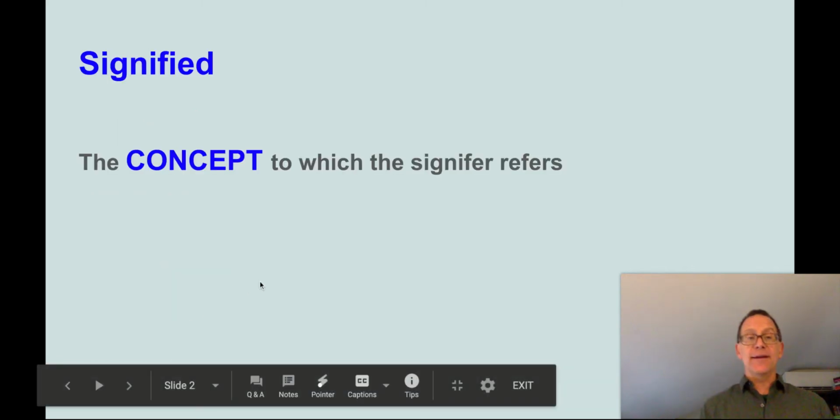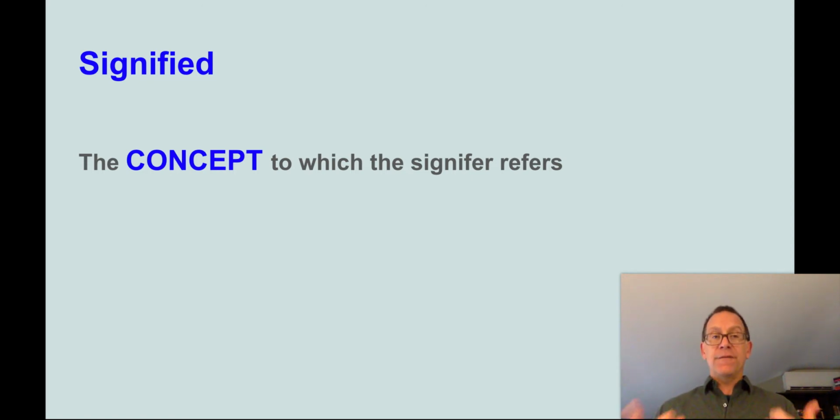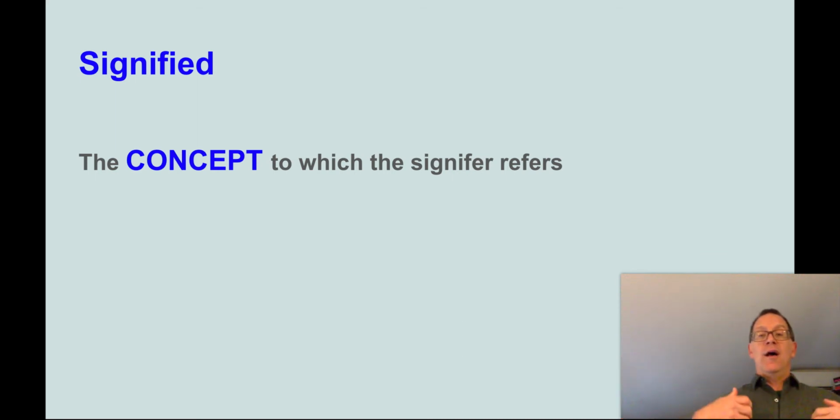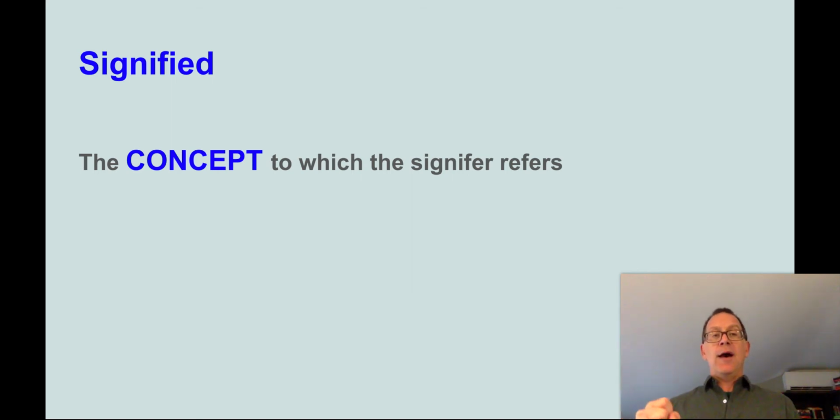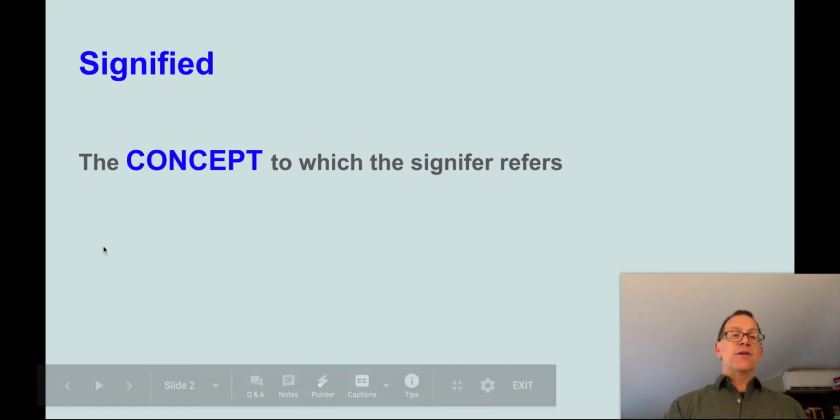What is a signified? So the concept to which the signifier refers is a signified. Okay, so plenty of words coming out of my mouth right now, signifiers, just boom, boom, boom, boom, boom. And they all refer to a particular concept that we come to associate with particular signifiers as we enter into the symbolic order, if you will, when we acquire language.